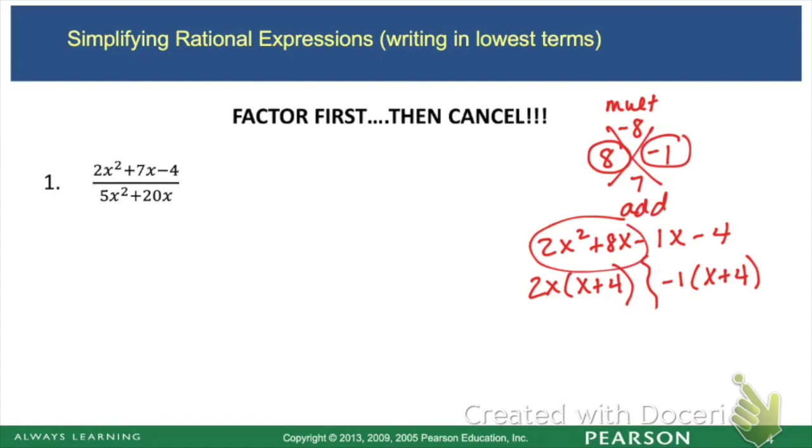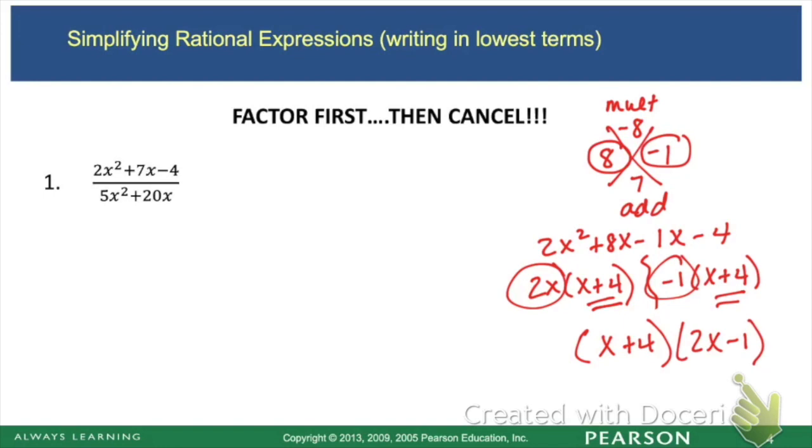So on the left, I can pull out a 2x, and if I pull out a 2x, I'm left with x plus 4. And on the right, I can pull out a -1. If I pull out a -1, I'm left with x plus 4. And your two factors better be the same on the left side and the right side. If they are, great, you did it right. If they're not, then you did something wrong. So x plus 4 is one of my factors. And then the other factor is what's in front of each set of parentheses on the left and the right. So 2x minus 1. So those are the factors for the numerator.